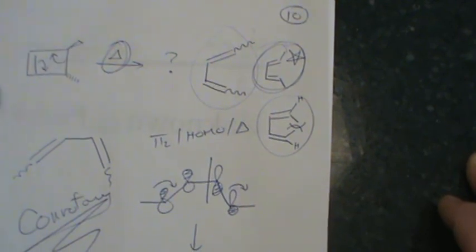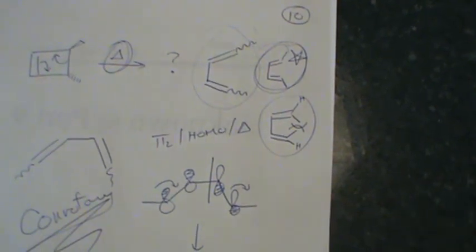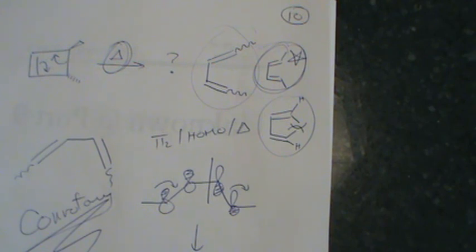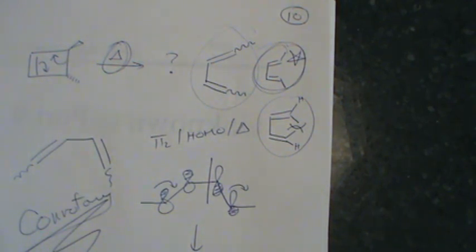So I hope this was helpful to you. We went over quite a few examples of both cycloaddition reactions and pericyclic electrocyclic ring closures. I'll see you soon.